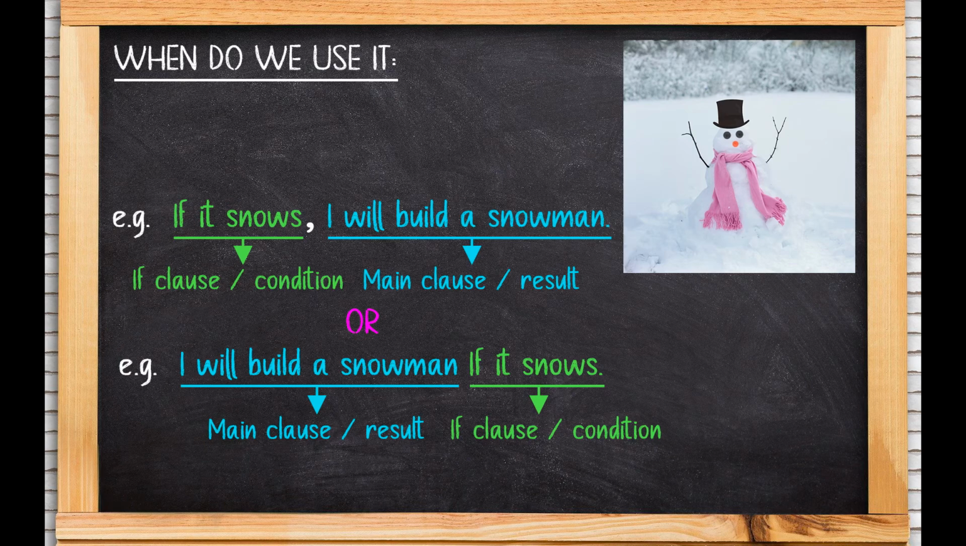Now, we can also switch the order of the sentence and say the main clause first and then the if clause right afterwards. So, I will build a snowman if it snows. Keep in mind also, if we look at the previous example, after if it snows, we have a comma. But as soon as you switch the order and you put the if clause second, then the comma disappears.